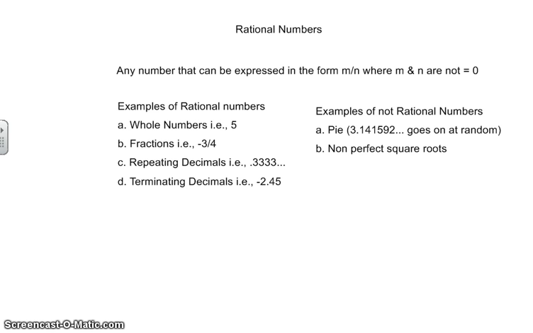So examples of rational numbers, whole numbers, 5, but it could also be 3, 7, 2, -5. It won't matter. Any of those are whole numbers. So positive or negative, so we'll say integers. Okay, on B, fractions. So if it's expressed as a fraction using whole numbers, we know we're going to be good.